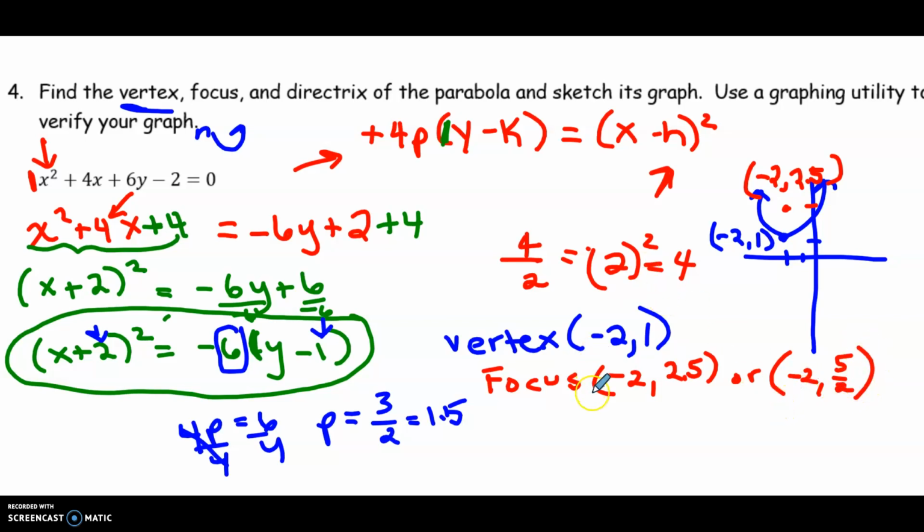Okay, lastly, they said the directrix. Well, the directrix, you're going down p units, correct? So if I'm at 1 and I need to go down 1.5, then my directrix is going to be this horizontal line, and I'm just going to write it here before I get cut off: the directrix is y is equal to negative 0.5, or negative 1/2.